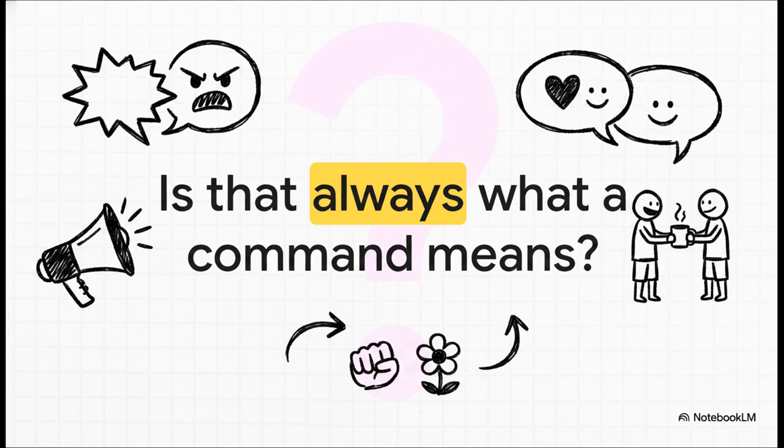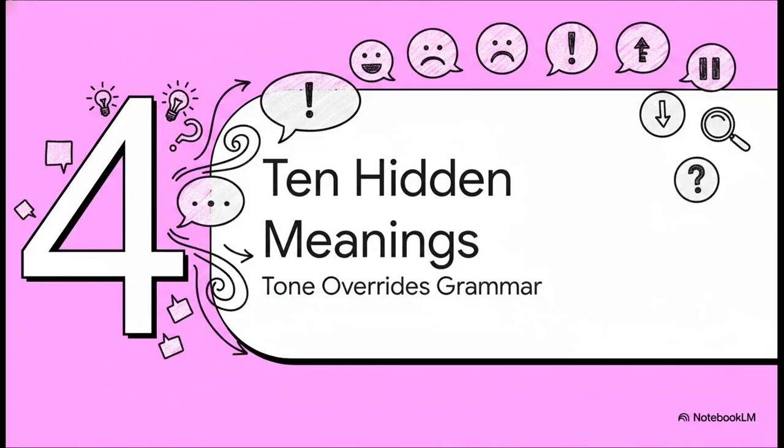Do we really walk around all day just barking literal militaristic orders at our friends, family, and colleagues? Of course we don't. The grammatical structure might technically be an order, but the reality is something entirely different. And that leads us to Section 4, 10 hidden meanings: how tone overrides grammar. Honestly, this brings us to the most fascinating part of our analysis.